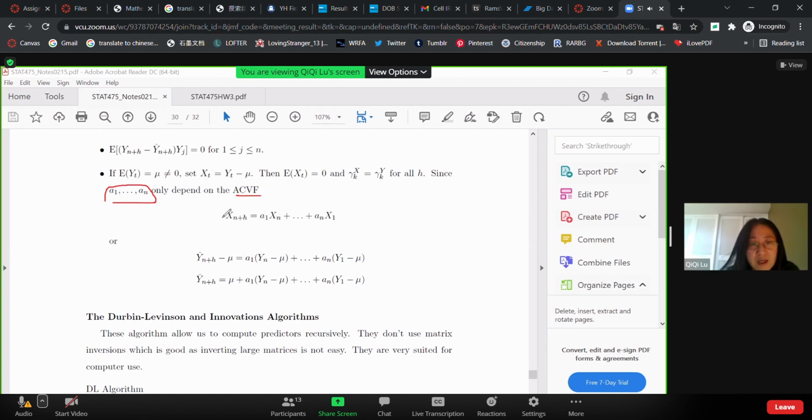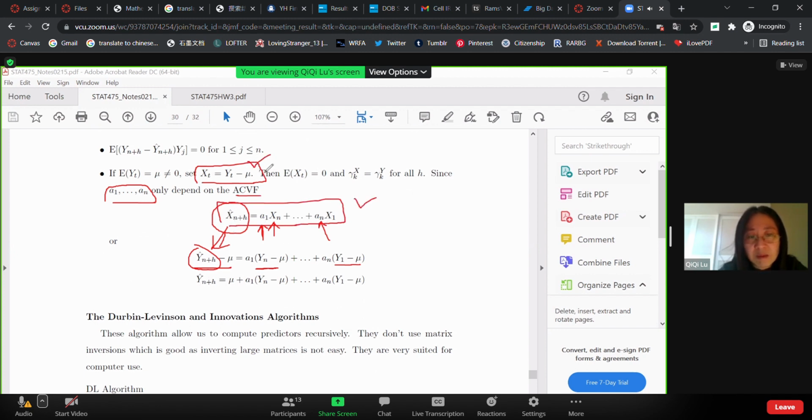So for the forecast for Xt, we replace all Yt by Xt, and we have the same coefficients a1 to an. Basically this is the forecast for Y minus the mean, and this is just your data subtracting the mean. You plug in here. So you subtract the mean first, do the forecast, and then add the mean back. So this is the forecast for the original series with mean mu.